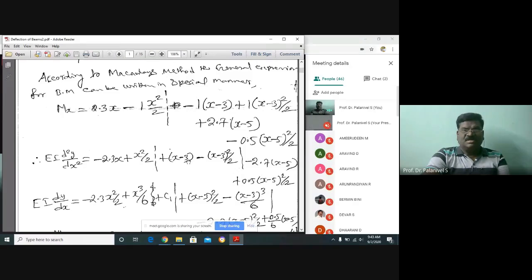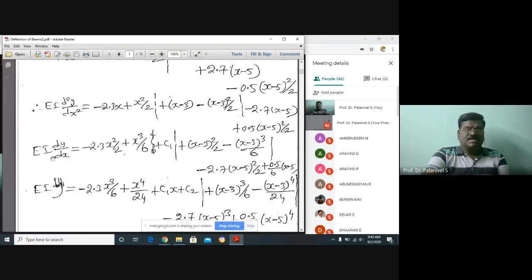Like this, we have written the equation. By changing the sign, because we know d²y/dx² equals minus M, I have written it here. Now I am carrying out integration. Here dy/dx is equal to... you know how to carry out integration. We are including the entire constant here.